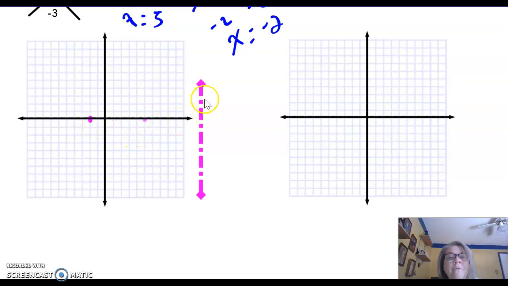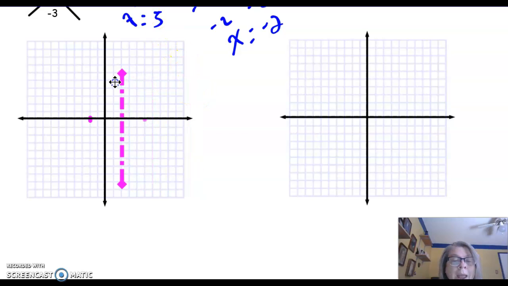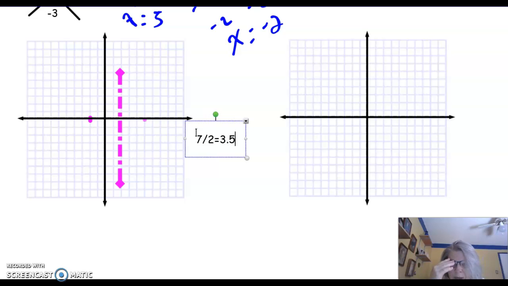Now, what I have over here is that axis of symmetry, which has got to go right in between the two. So if I count the distance, 1, 2, 3, 4, 5, 6, 7, and then I need to take 7 and divide it by 2. 7 divided by 2 equals 3.5. That's going to give me my line of symmetry, which is going to be 3.5.